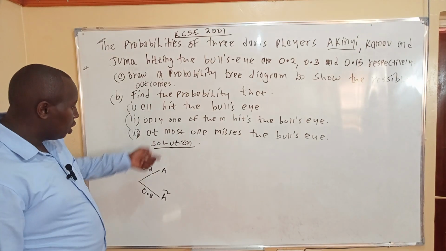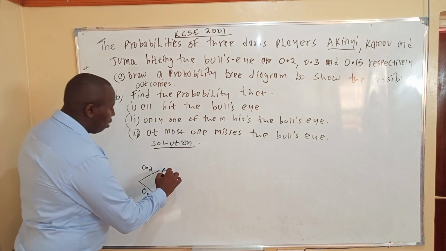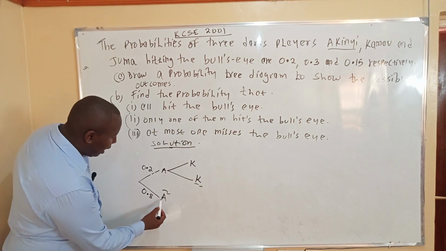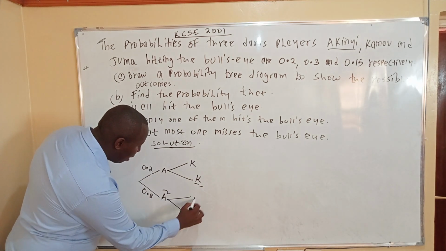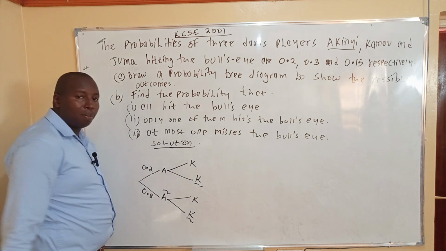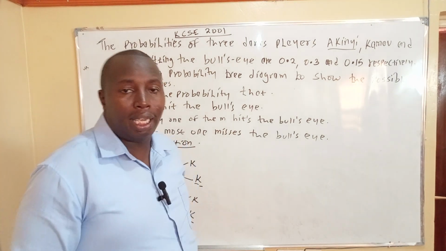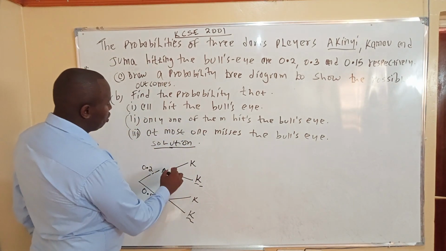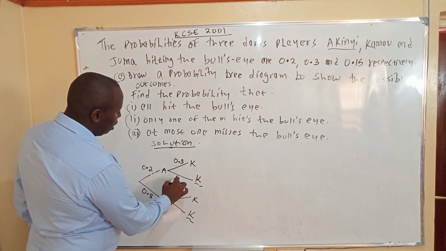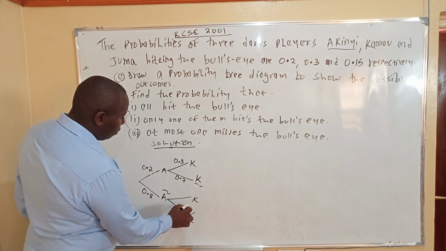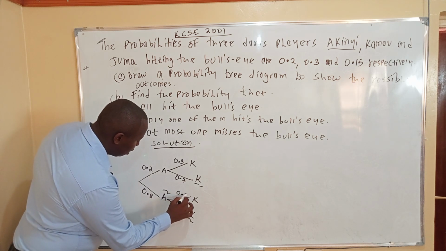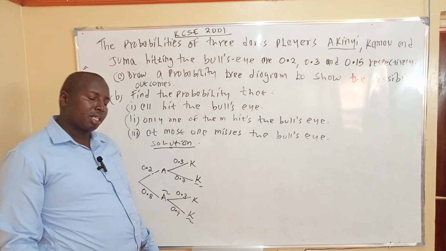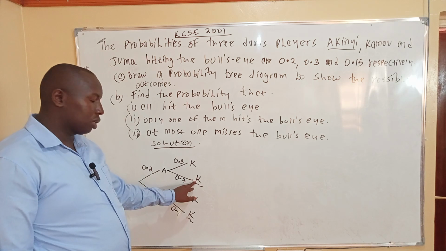So if Akinyi hits the bull's eye, we go to Kamau. Kamau can hit the bull's eye or not hit. If Akinyi doesn't hit, Kamau can hit the bull's eye or can fail to hit the bull's eye. So therefore, Kamau hitting is 0.3. Not hitting is 0.7. Kamau hitting 0.3, Kamau not hitting 0.7. These are independent events: if Akinyi hits, Kamau can hit or not hit.